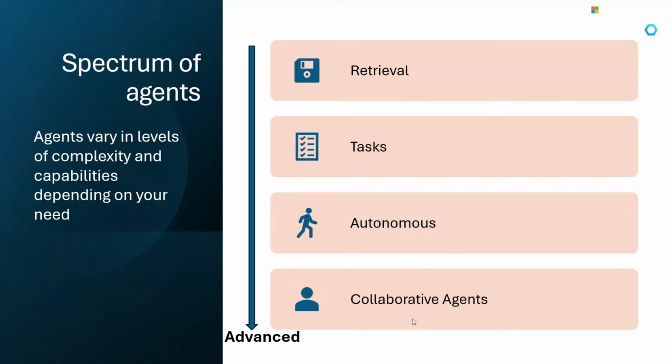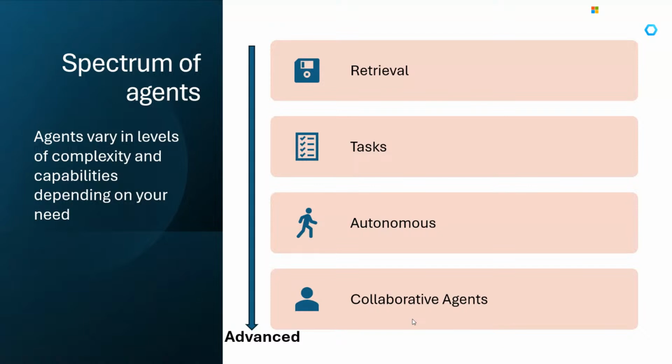Before jumping into what autonomous agents are, you need to understand that there is a spectrum of agents available in the AI world. The agents vary in complexity and capabilities depending on our need. There are retrieval agents, which just answer questions based on the knowledge sources you have provided, maybe your website or your user manual, and then you can keep asking questions based on that. Or you have task-based agents, which perform simple repetitive tasks, for example summarizing an email, drafting a new email, or scheduling a new meeting.